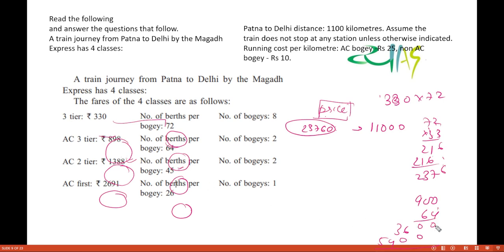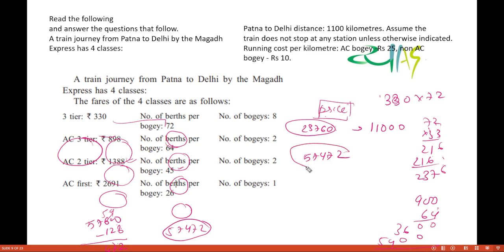Now to calculate the exact thing, what I do is, see, only 2 I have taken extra. So I will subtract 2 times 64, that is 128, from this. So 57472. This will be the AC 3 tier profit. So see what I did here basically: I multiplied by 900 and calculated, it became very easy. Otherwise, doing it with 898 would have been very lengthy.